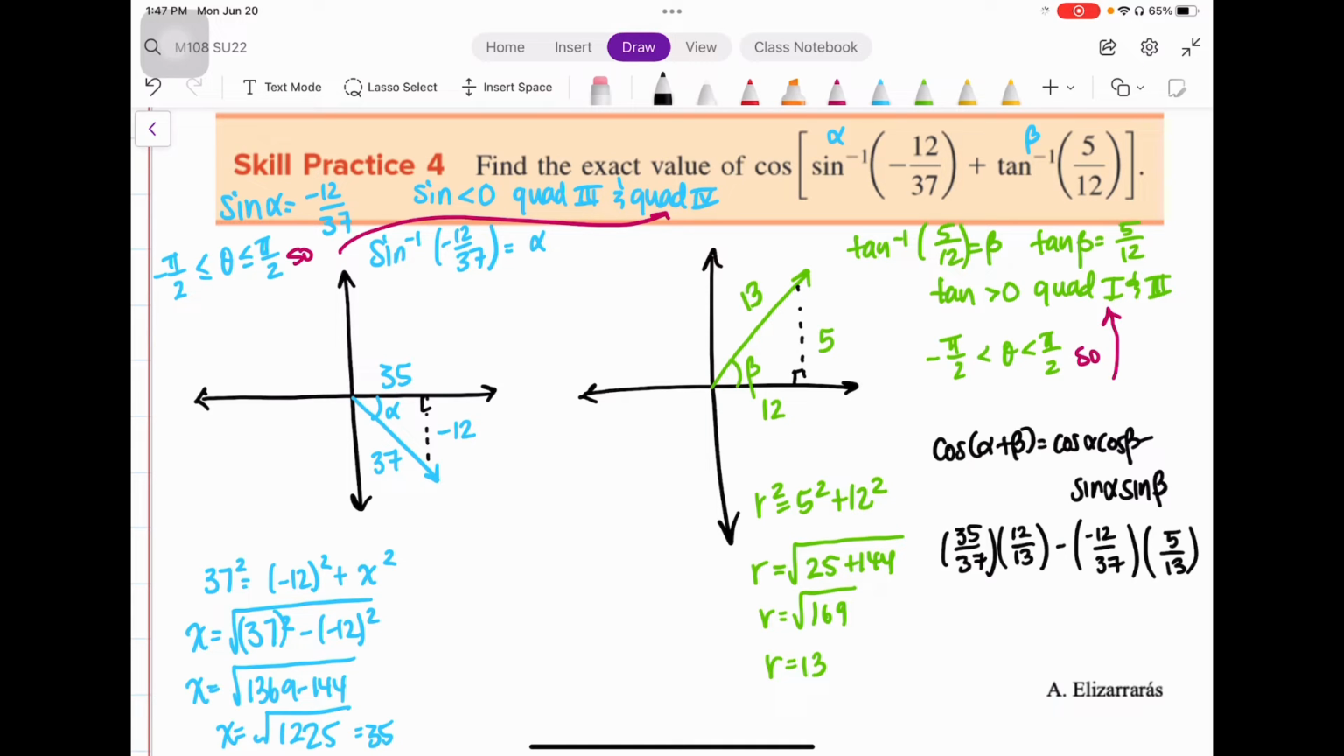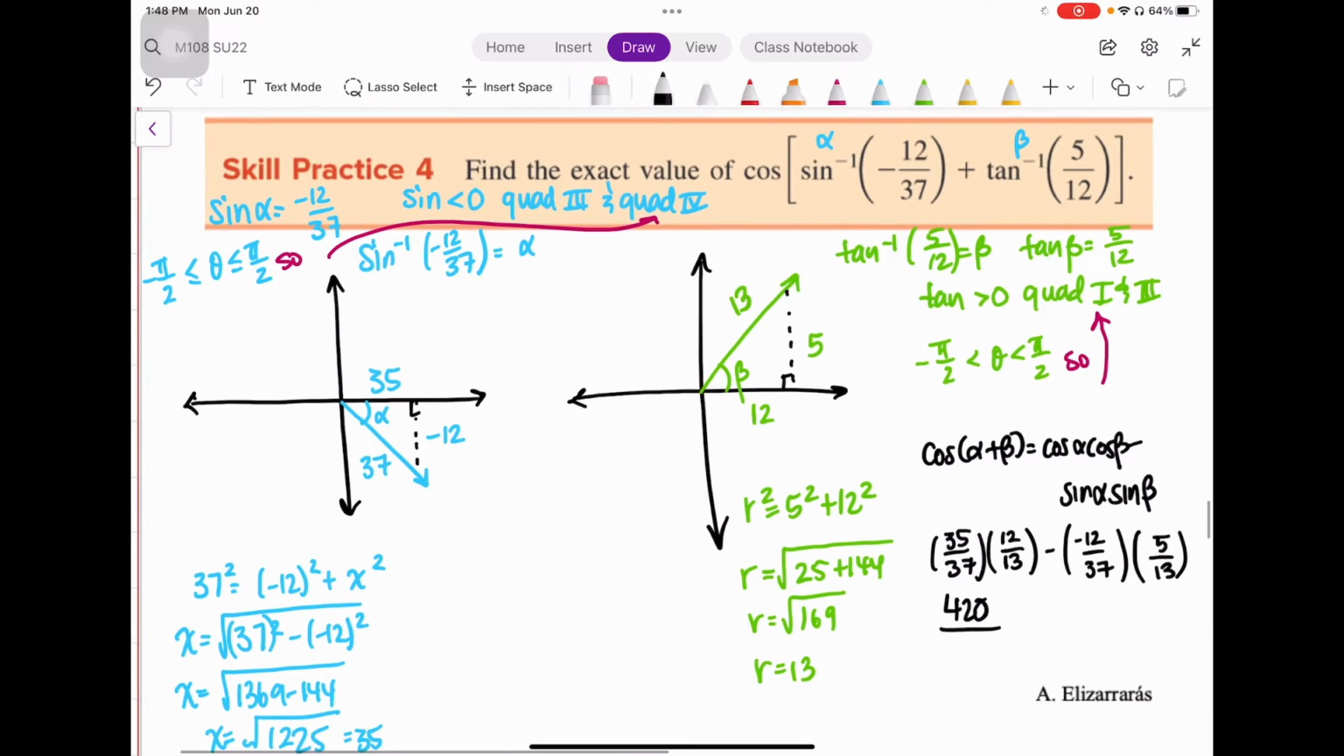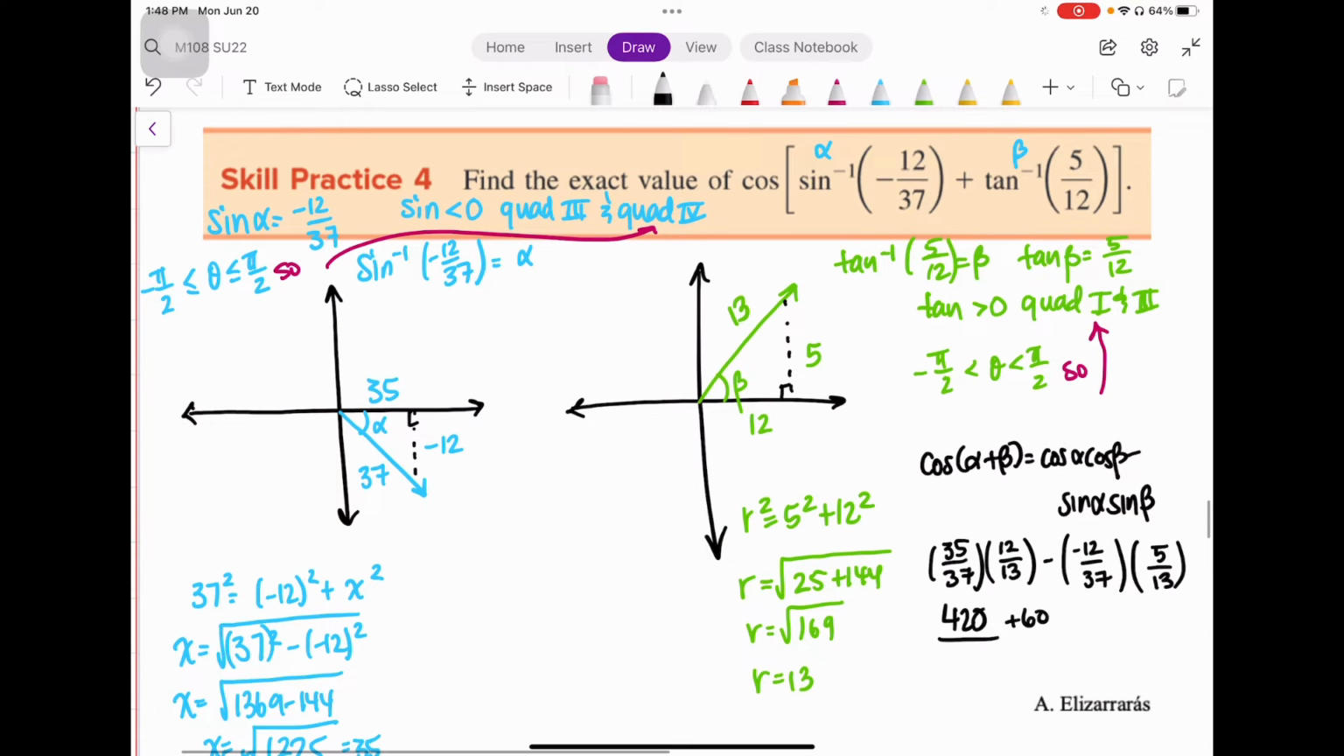Those two minus signs actually become an addition sign. 35 times 12 is 420. 12 times 5 is 60. 37 times 13 is 481. And so that becomes 480 over 481.